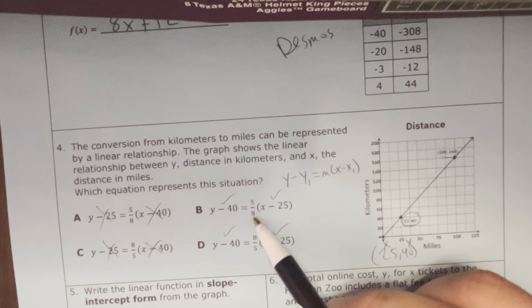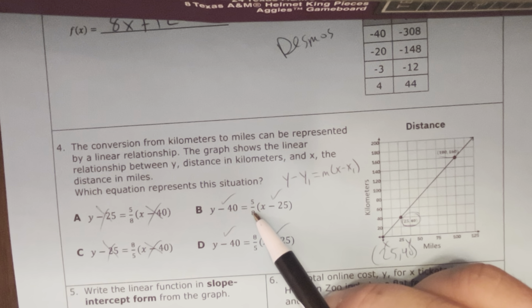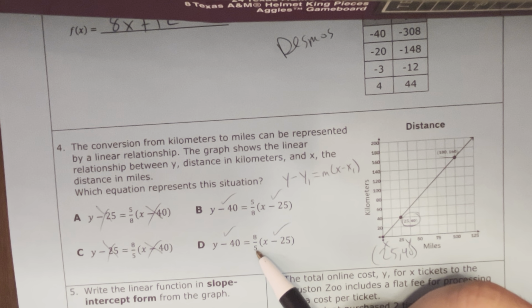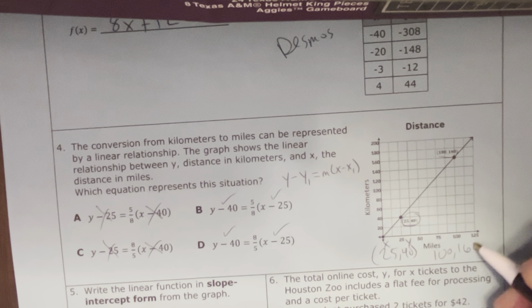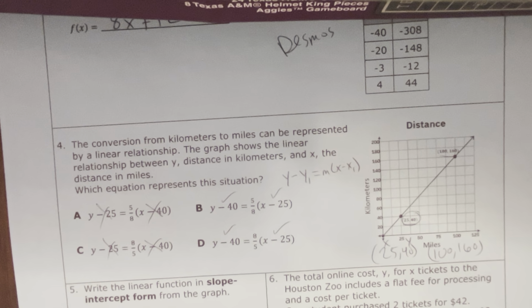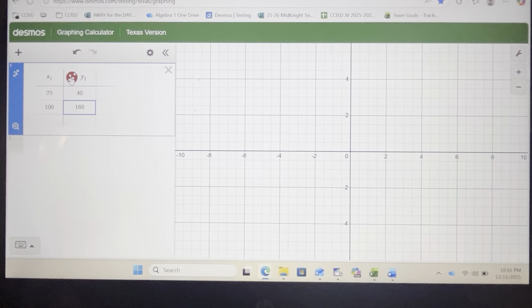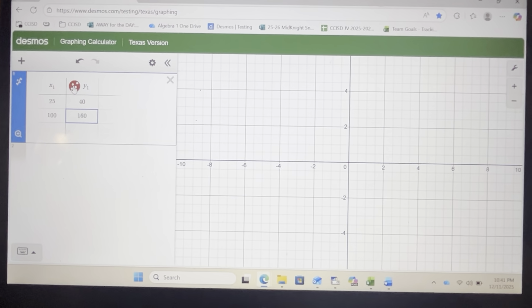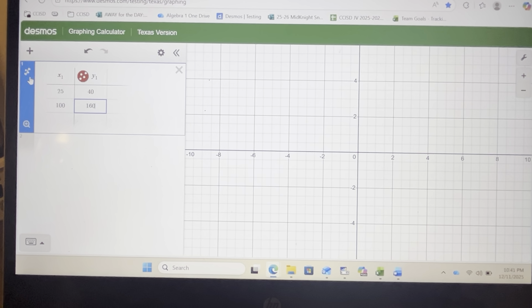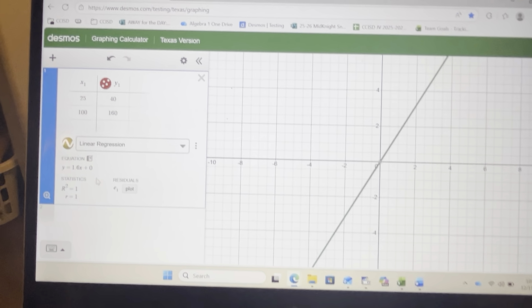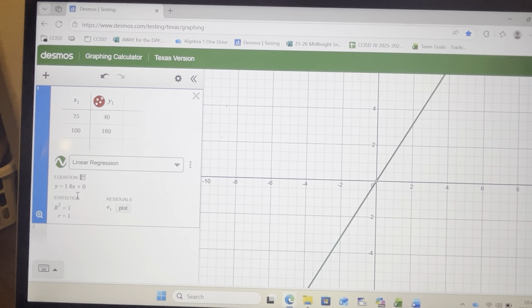So now we just got to verify, is the slope 5 over 8 or is the slope 8 over 5? And so that's where I'm going to go into Desmos, and I'll put in both of these coordinates, and we'll figure out what that slope is. So let's go to the computer. All right, so in my computer again, I made a table. And on the table, I put in those 2 points that we had. And so I'm going to connect those 2 dots. And it brings up my slope is 1.6.